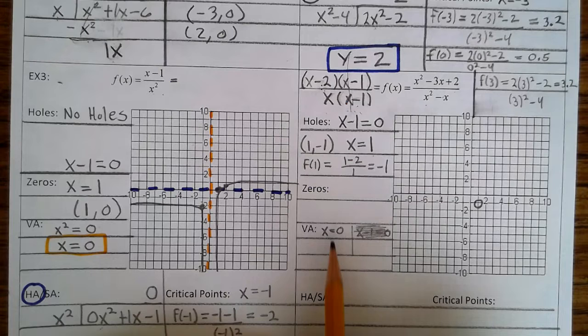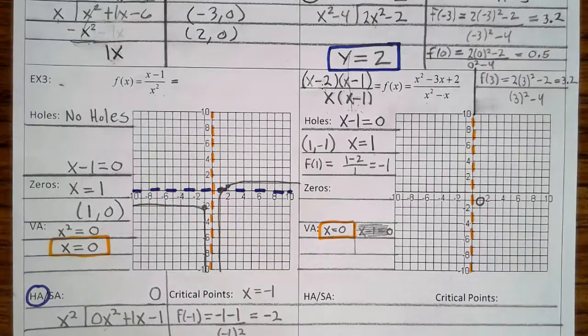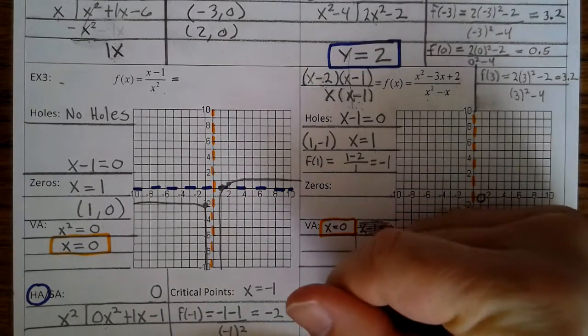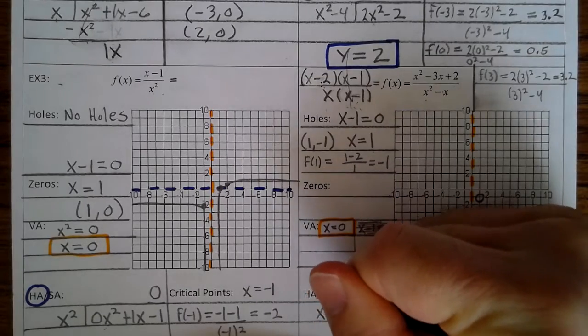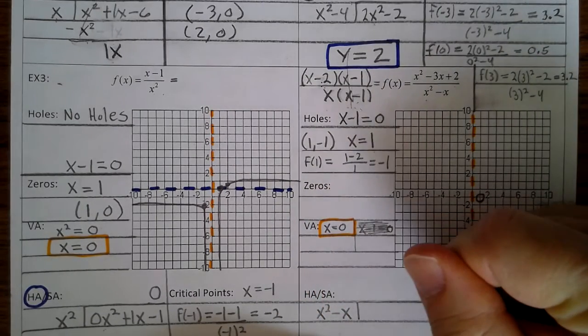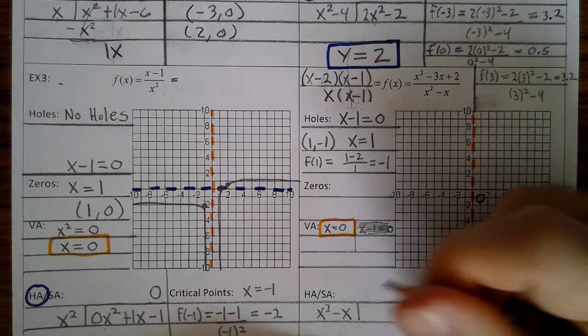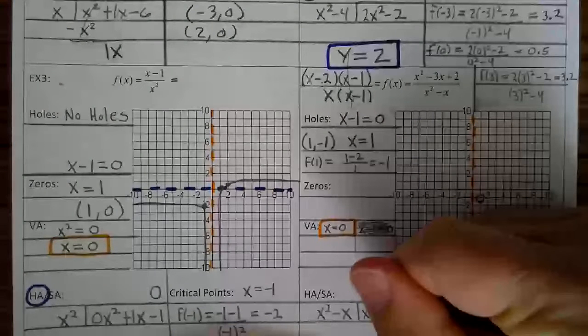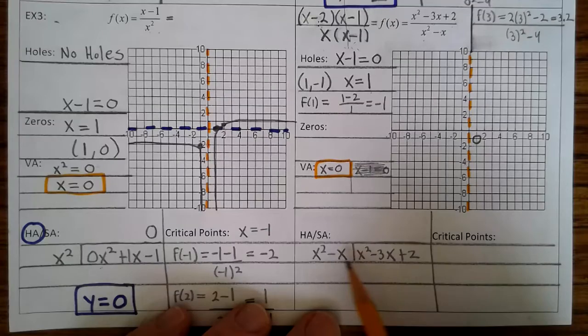Okay, now the next step is we're going to find the horizontal asymptote or the slant asymptote by using long division. So we have x squared minus x divided by x squared minus 3x plus 2. Now you ask yourself, well, what do you multiply to give you x squared? Well, the answer to that is 1. The quotient is completed. So you have a horizontal asymptote, because there's no x, at y equals 1.